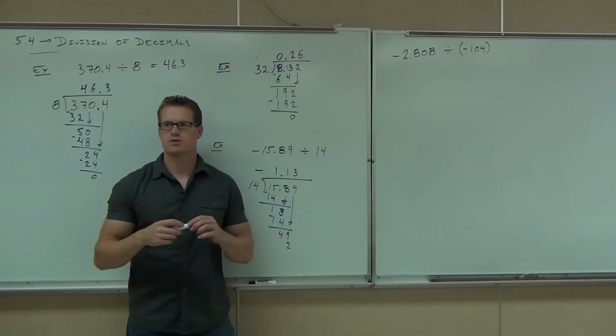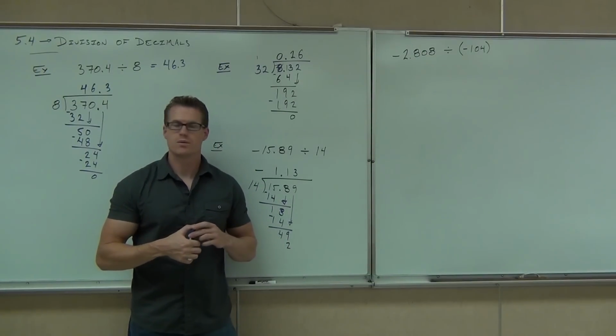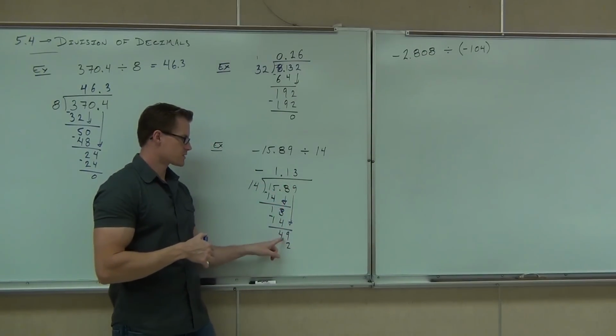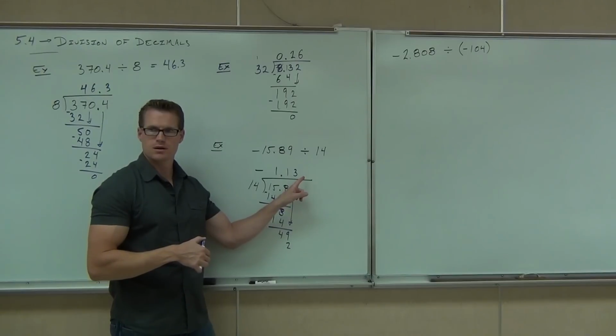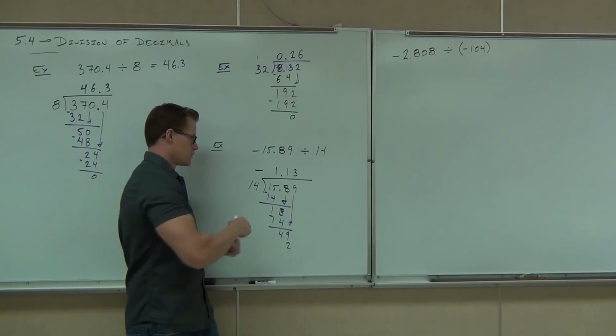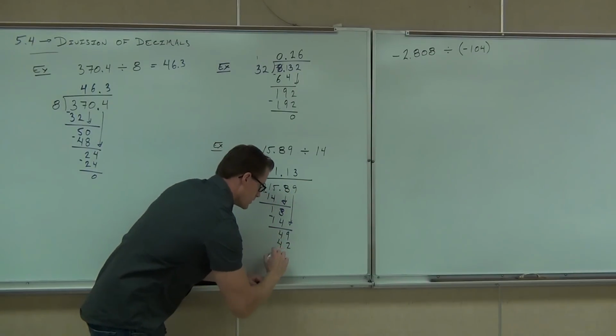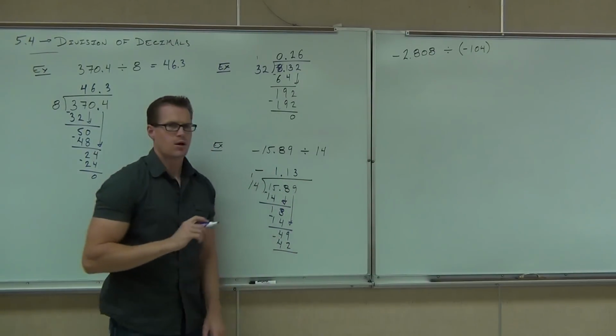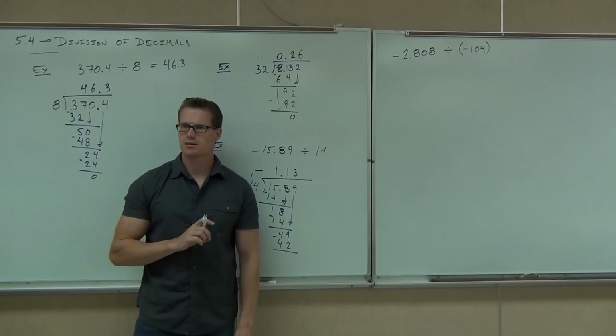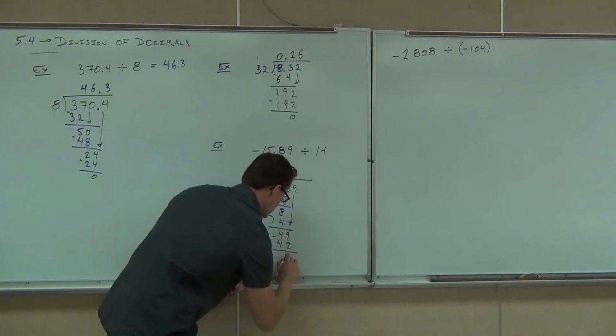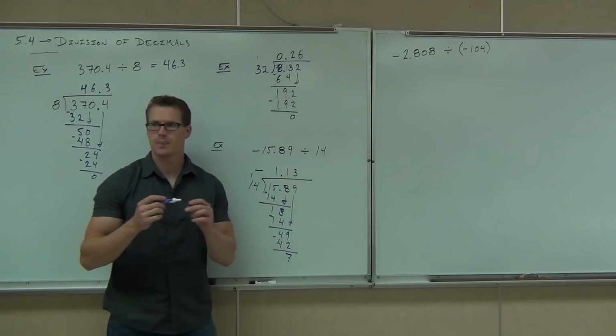Wait a second, let's keep something straight here. We have 14 going into this number 3 times, yes? Yes. We multiply, we get 42. But wait a second, when I subtract, I get 7. A remainder of 7.